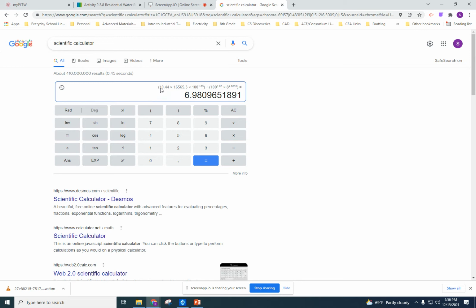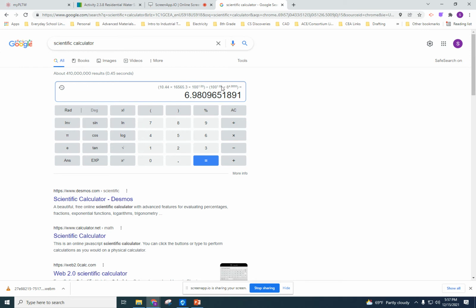I put my open parentheses 10.44 times the length of pipe that we figured out, 16,565.3 times 100 to the 1.85. Then I close my parentheses, divide that by 100 to the 1.85 times 8 to the 4.8655, close parentheses. And it comes up with this. And I've done this before. This looks correct. So that's how I typed it in there.